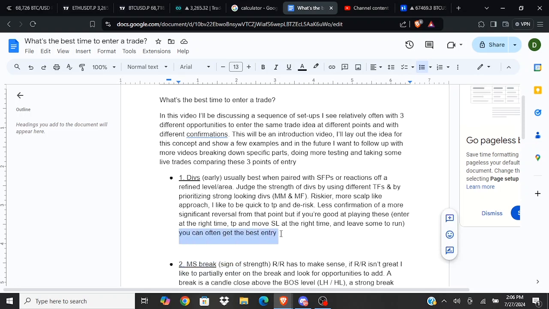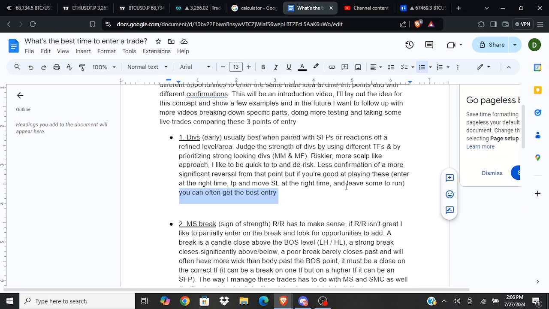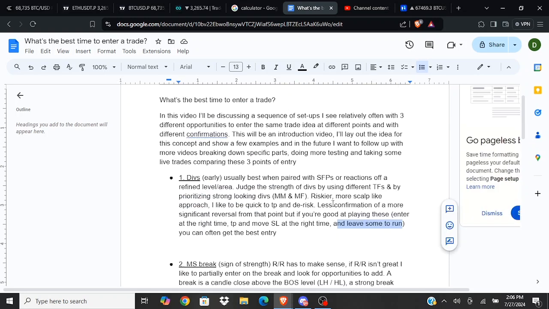I mean, if you're entering at the bottom of a move or at the top of a move, then there is a pretty good chance that your stop loss may stay intact and you may be able to take advantage of the larger move if you're leaving some to run. And when I do follow-ups to this video, I will go over in more detail things that I like to see, ways that I like to play this.